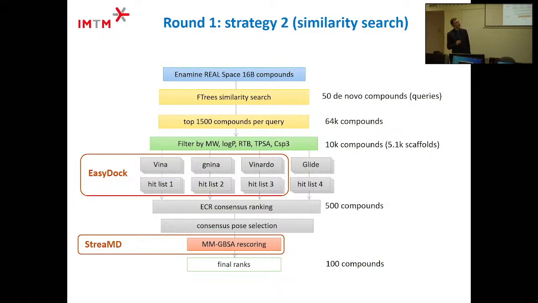We again filtered them by the physicochemical criteria suggested by the organizers, and we repeat the same procedure. So we made consensus docking using EasyDock, then consensus ranking, and pose rescoring using the MD simulations. And we selected 100 top-scored compounds, again belonging to different scaffolds, to better sample the chemical space. And again, there was no human intervention in this pipeline.